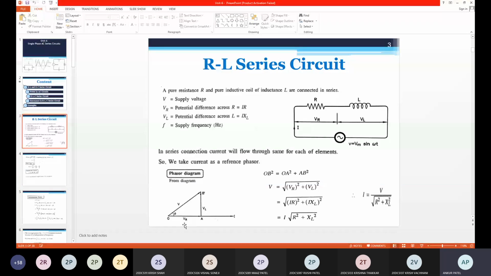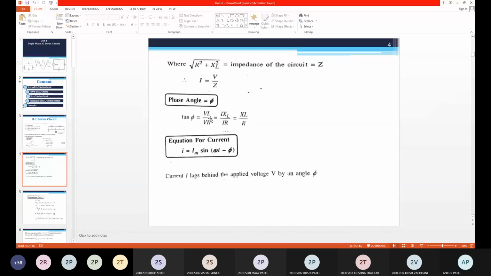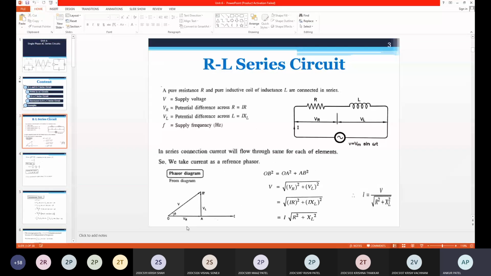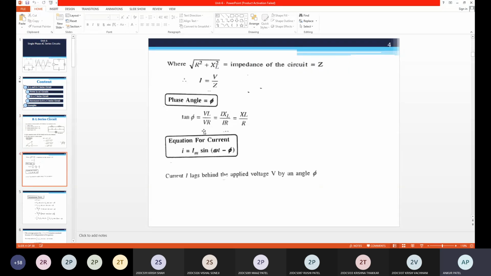From the phasor angle, tan phi is equal to VL by VR. So what is the formula for tan phi? Opposite divided by adjacent. Opposite is VL and VR is adjacent. So what is VL by VR? That is I into XL by I into R, I cancels. So XL by R, so phi is equal to tan inverse XL by R.